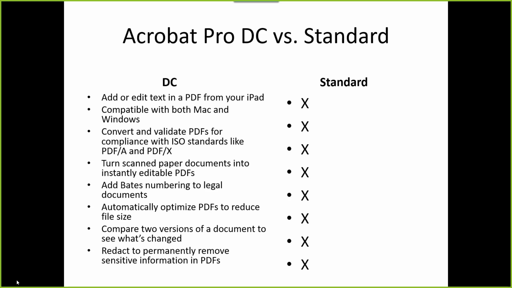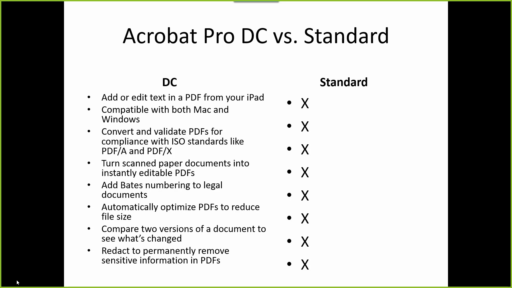So what are the differences? There's a long list. The things that I pulled out that might be useful to attorneys between the Pro DC versus the standard version is that you can use the Pro on your iPad. So if you're in court and you need to make a change to a document and upload it or whatever, you can do that on your iPad. It's Mac and Windows compatible. You can convert the documents now to ISO standards like the PDF-A. There's some bells and whistles with scans.